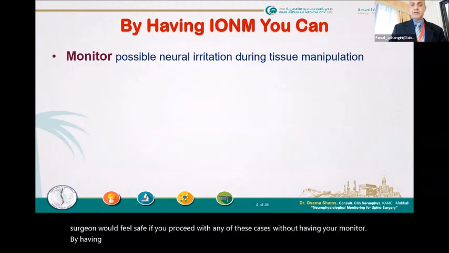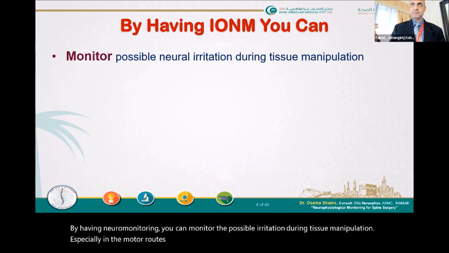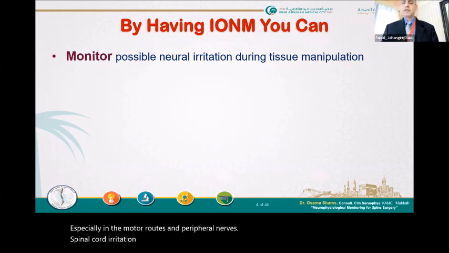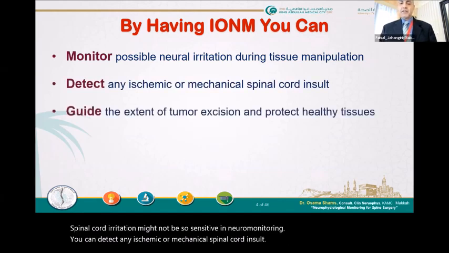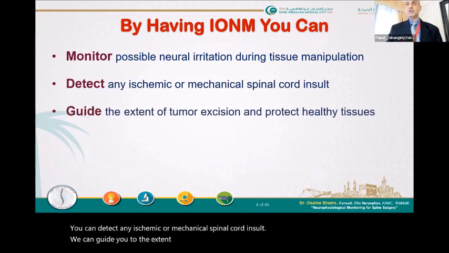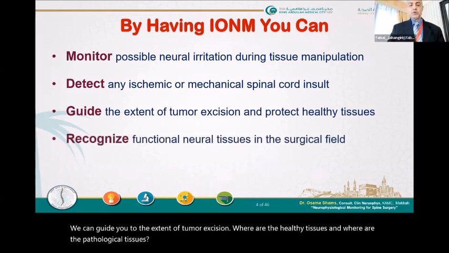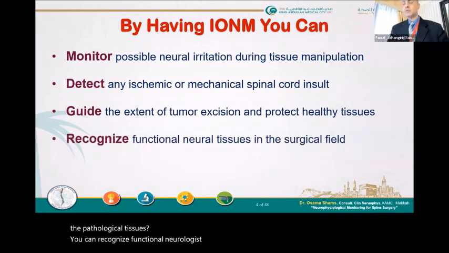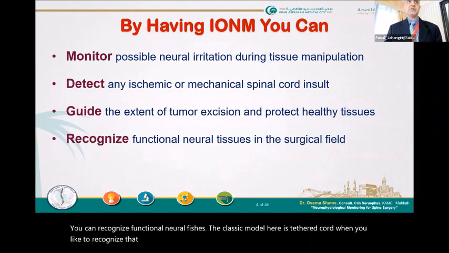By having neuromonitoring, you can monitor the possible irritation during tissue manipulation, especially in the motor roots and peripheral nerves. Spinal cord irritation might not be so sensitive in neuromonitoring. You can detect any ischemic or mechanical spinal cord insult. We can guide you to the extent of tumor excision, where are the healthy tissues and where are the pathological tissues. You can recognize functional neural tissues. The classic model here is tethered cord, when you like to recognize the filum terminale and you need to know if you are going to sacrifice something important or not.